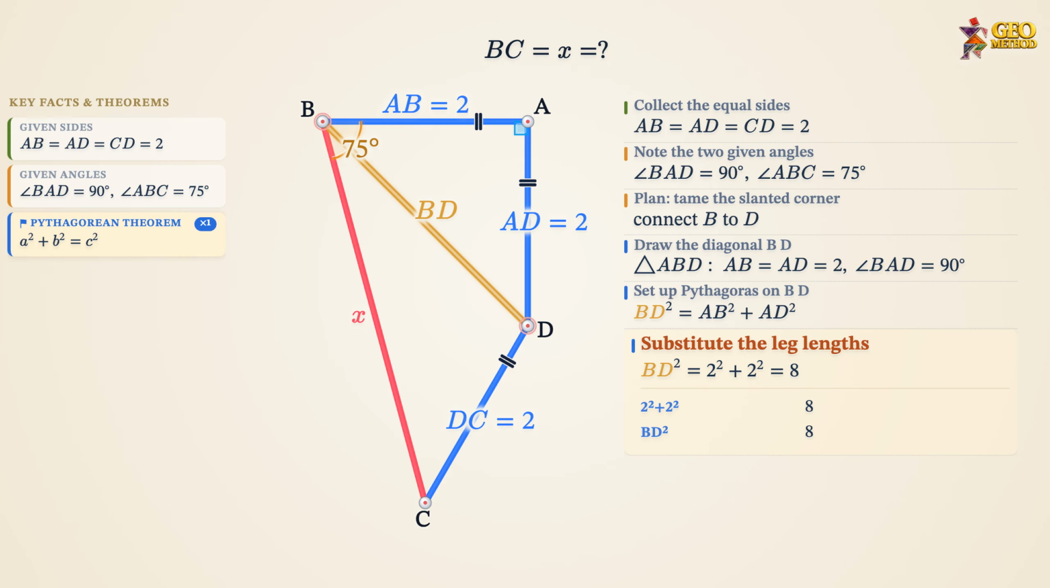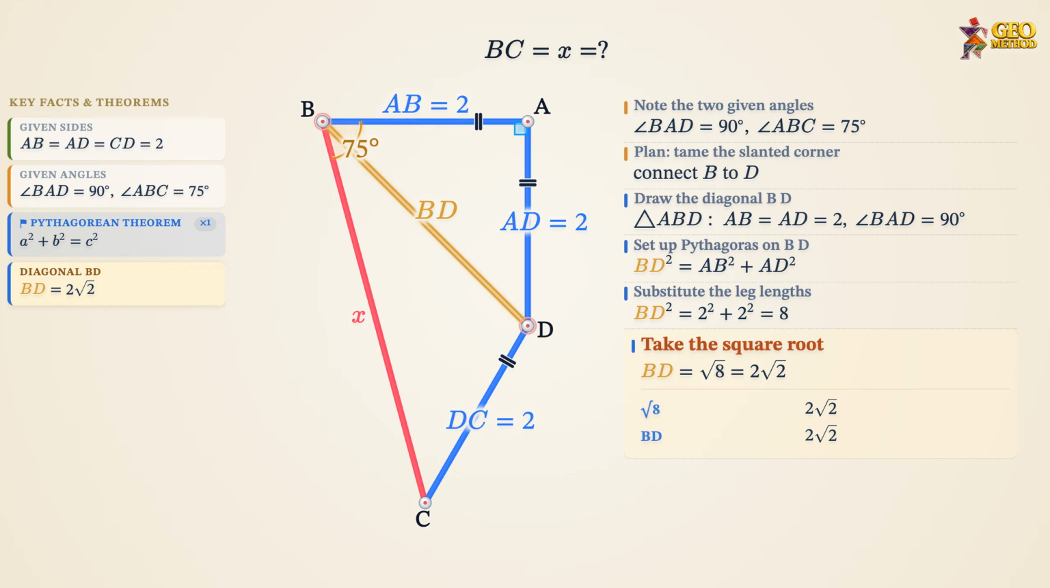Put in the two known legs. 2 squared plus 2 squared is 4 plus 4, so segment BD squared equals 8. One more step turns this into the length itself. Take the square root of 8. Since 8 is 4 times 2, the root simplifies to 2 root 2, so the diagonal BD is 2 root 2. This length feeds the second triangle.